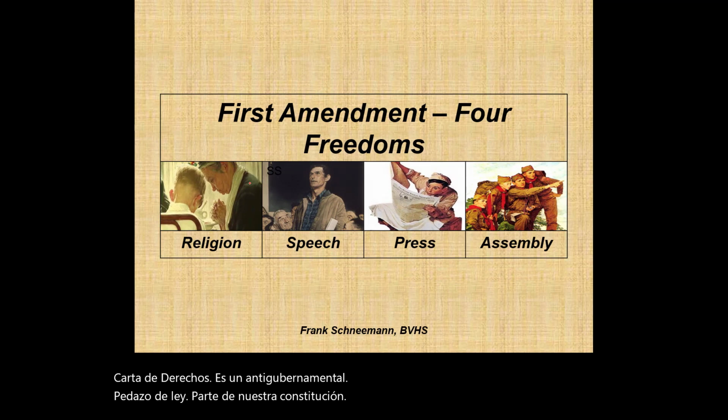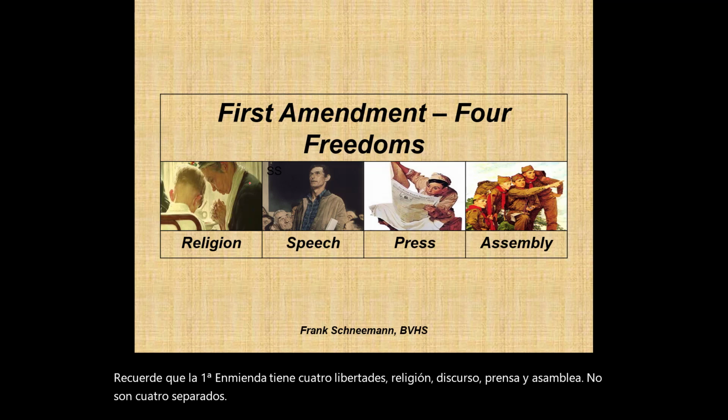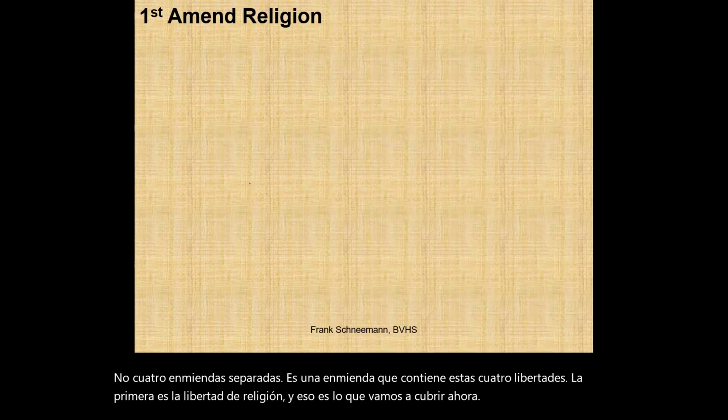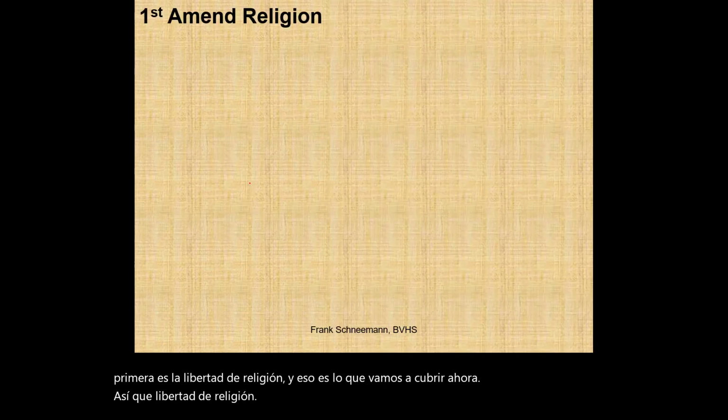Remember that the First Amendment has four freedoms: religion, speech, press, and assembly. It's not four separate amendments. It's one amendment that contains these four freedoms. The first one is freedom of religion, and that's what we're going to cover now. So freedom of religion is the First Amendment.